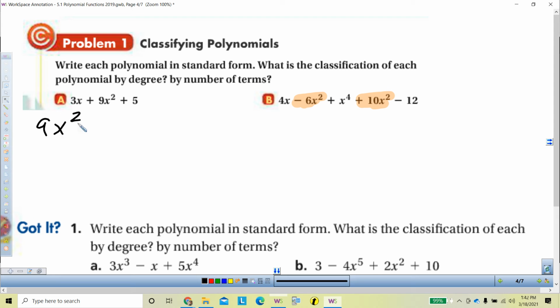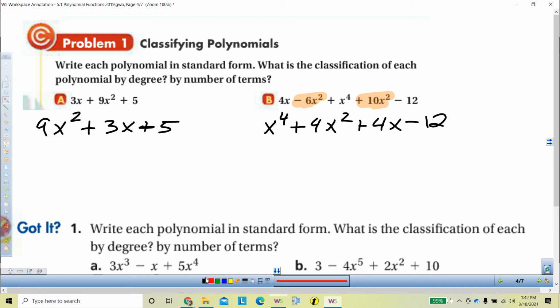So we have 9x squared plus 3x plus 5. And over here we have x to the 4th plus 4x squared plus 4x minus 12. Sometimes if they give you a huge long string, not that that's a huge long string, I'll cross them off as I go, just so I make sure I don't miss one, because that's a terrible reason to get a test question wrong, just because you missed one of those terms. Just annoying. So now we've got them in standard form.